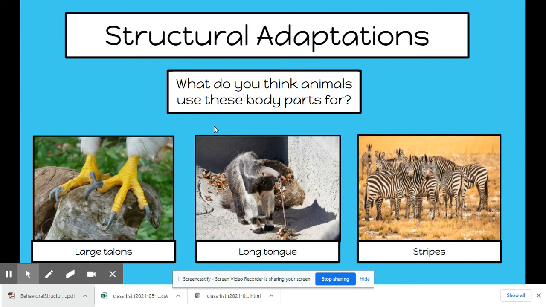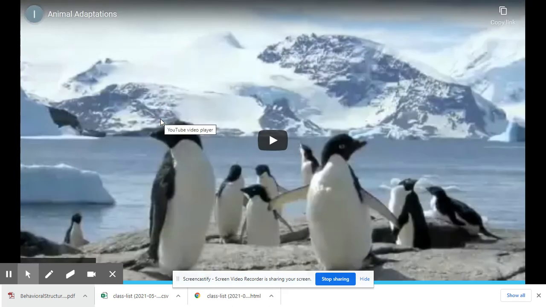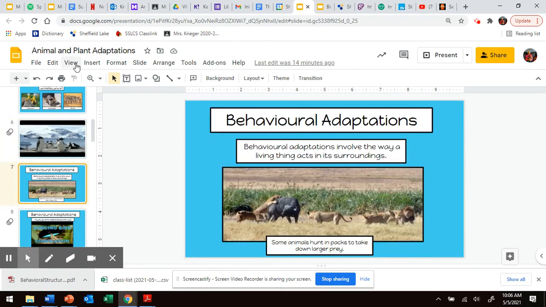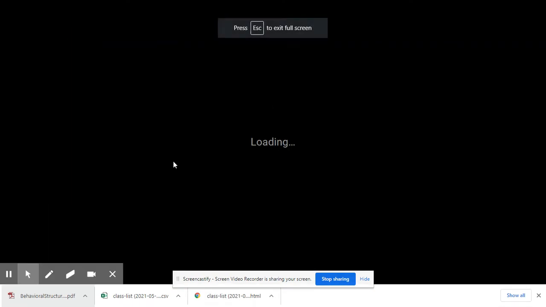But they're born with these stripes, all structural, meaning it's part of their body. They were born like that. Okay. Then you'll have some video clips that are just kind of fun to see some of these animals' adaptations up close that your teacher will show you. Okay. And then I would like to move to behavioral.